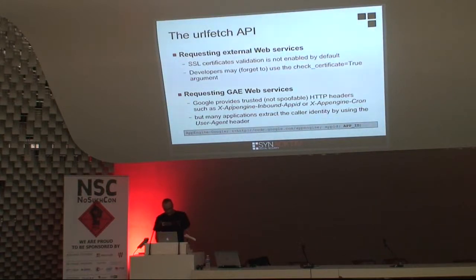The other interesting aspect of the URL Fetch API is how to identify a request. When one application is requesting another application and you want to know who is requesting you, normally Google provides a trusted HTTP header. If you see this HTTP header, X-Appengine-Inbound-Appid, you know that Google is telling you this request comes from this application. But Google also provides this information in the user agent string, which is at the bottom of the slide. And sadly, we have seen that some developers are using this information to identify who the caller is. So definitely we can just spoof this HTTP header in order to spoof an identity when contacting one web service from the other.